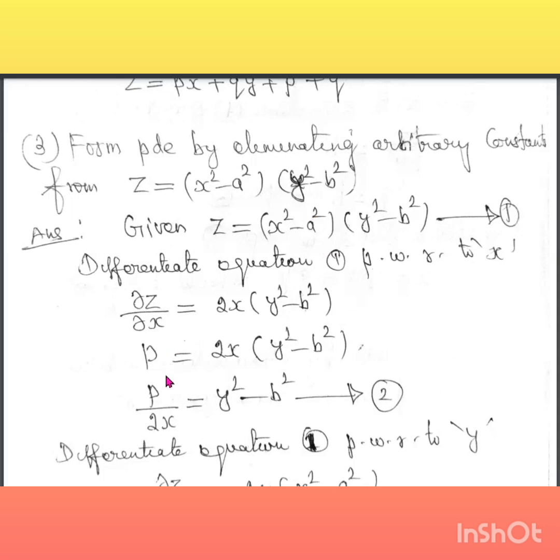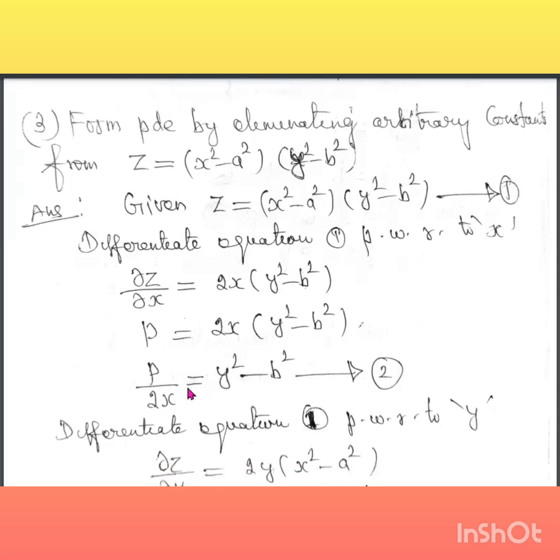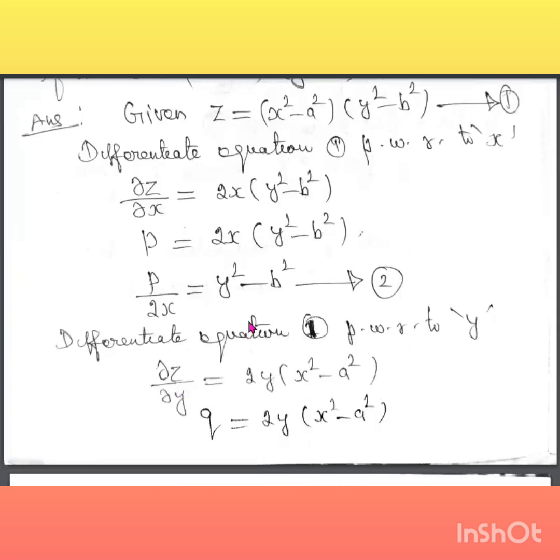What is ∂z/∂x? p is equal to 2x into y square minus b square. So p divided by 2x is equal to y square minus b square. Take this as equation number 2.